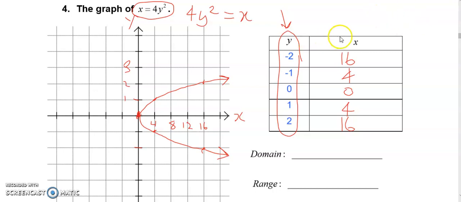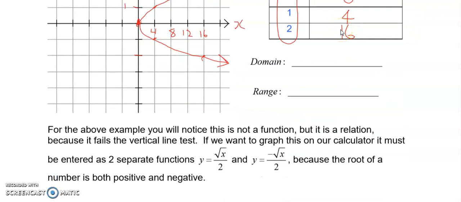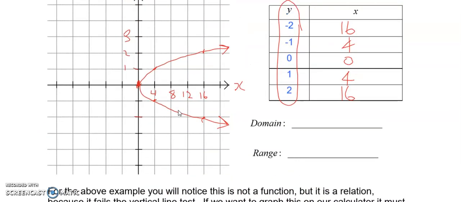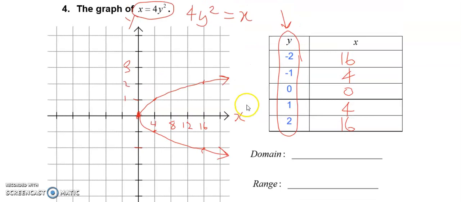And in fact, if you look at the explanation under that problem, it clearly says, for the above example, you will notice this is not a function, but it is a relation, which is true, because it fails the vertical line test. So they clearly wanted you to have the horizontal axis being your x and the vertical axis being your y. But that would mean, again, that x is independent and y is dependent.